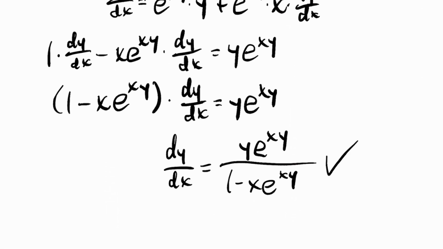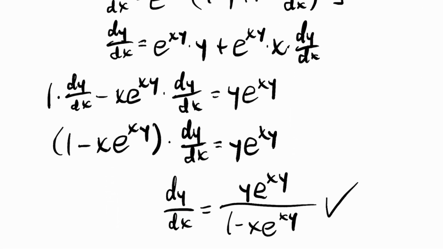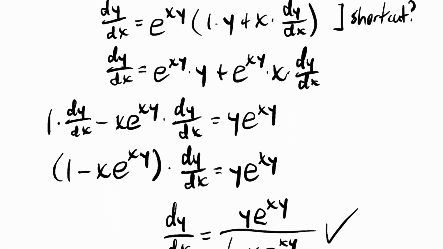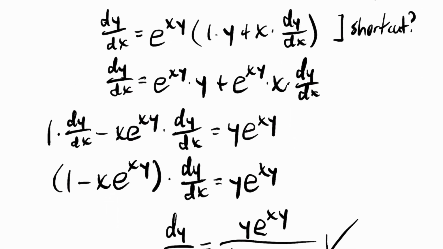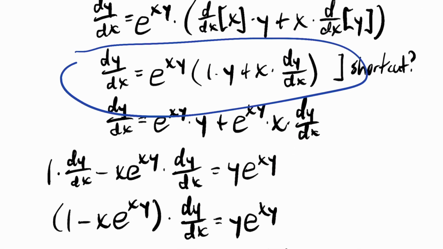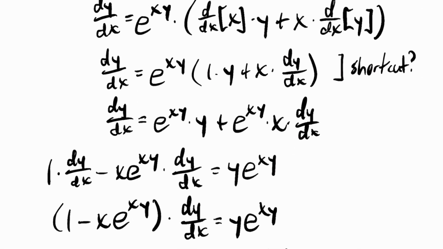Now, this algebra was a little bit messy. There's a lot of symbols floating around. So what's that shortcut? What would help? Well, I'm going to change colors here, and I'm going to rewrite this equation a bit further down. In fact, I think I can cheat a little bit. I think this will work.